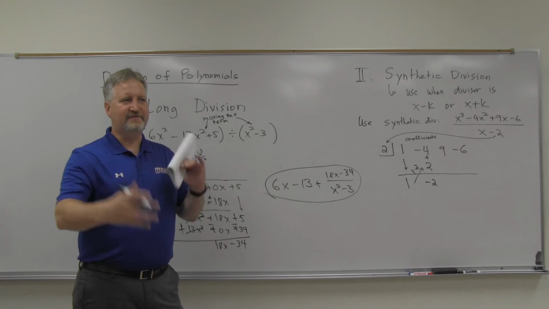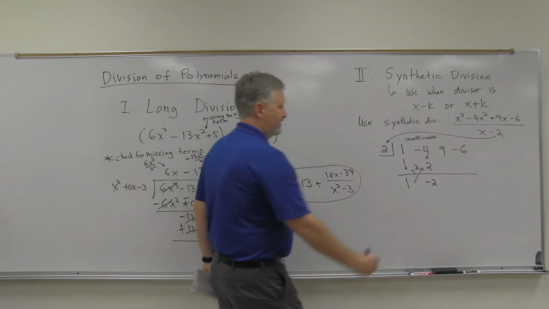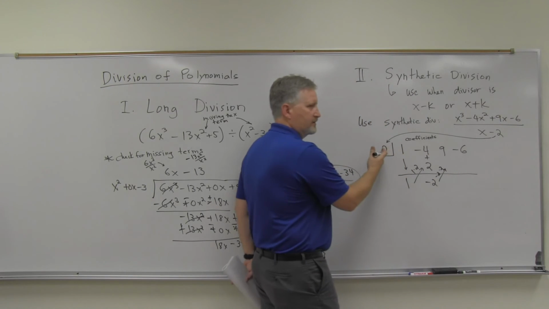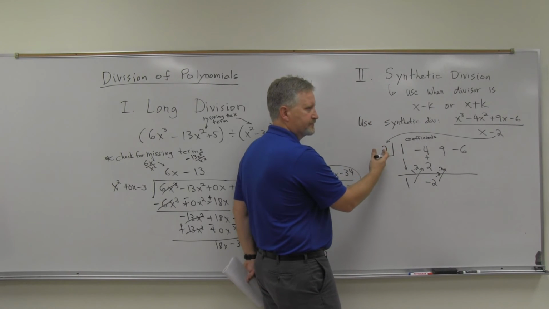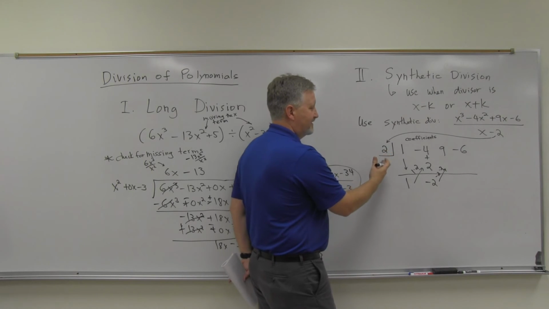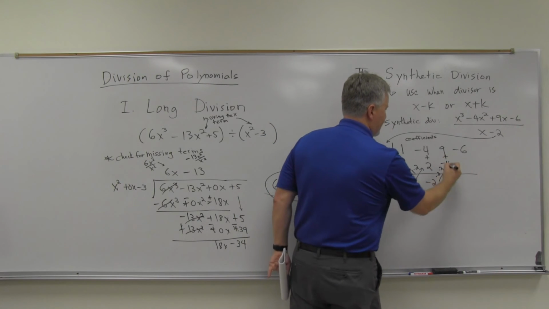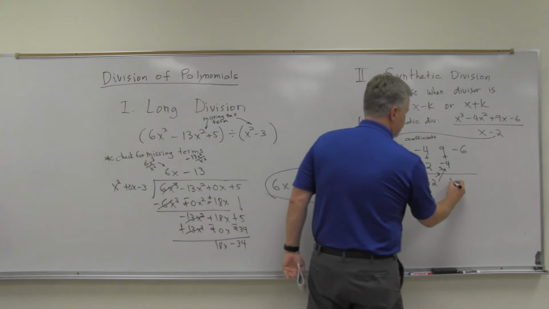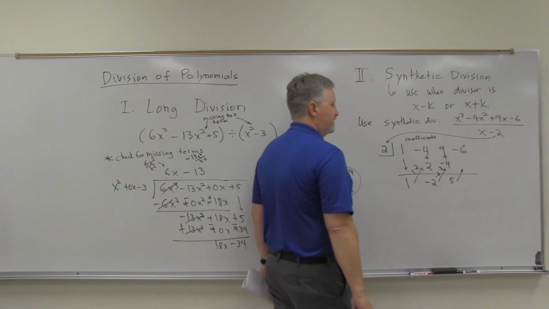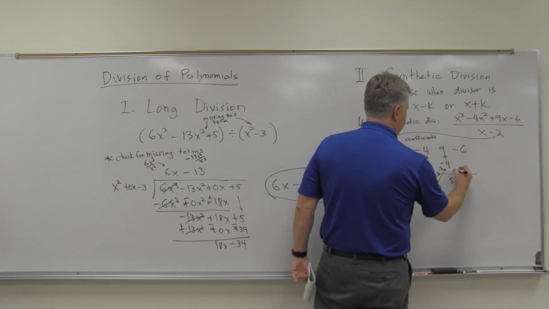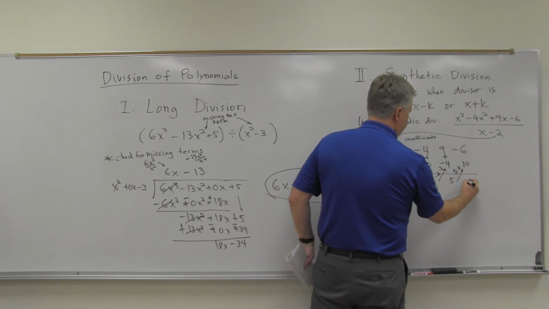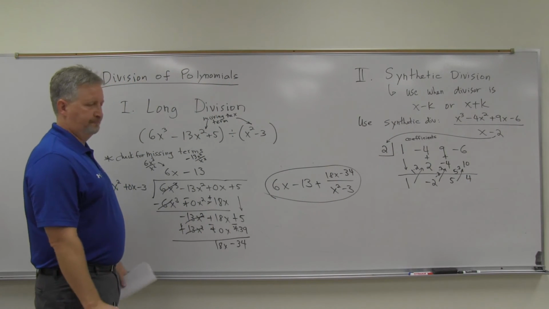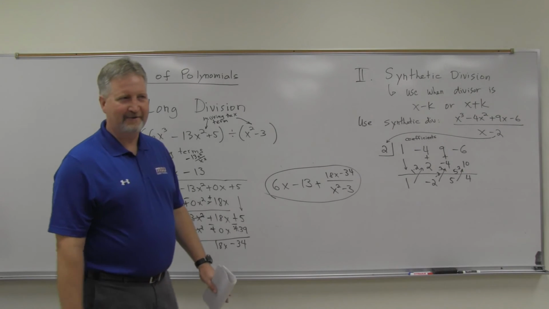And just like long division, that's the process. You keep repeating that process. So I multiply the -2 times the number in the box, half box, half square, whatever you want to call it: -4. Add those two together, 9 plus -4 is +5. Then you multiply the 5 times the 2 again, that's 10. -6 plus 10 is 4. We're done. Now we just have to figure out how to write the answer.